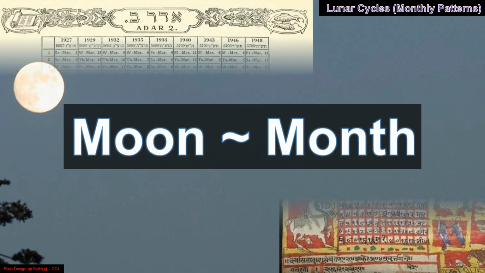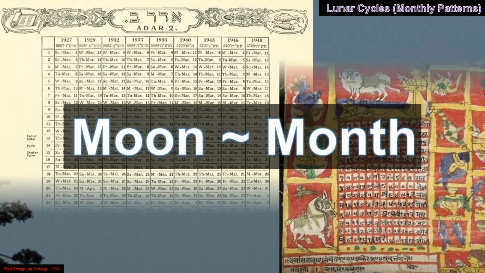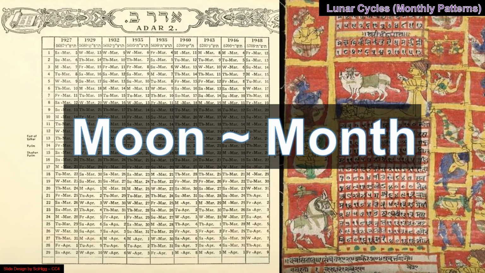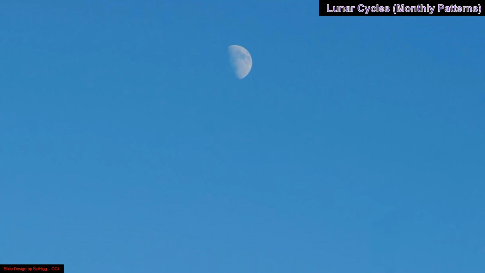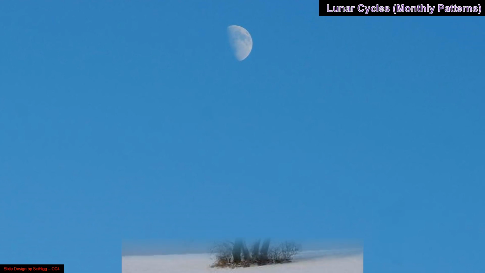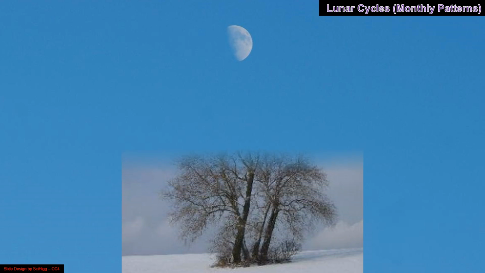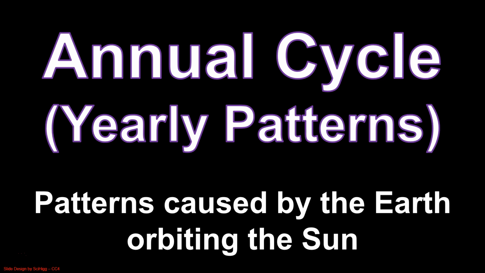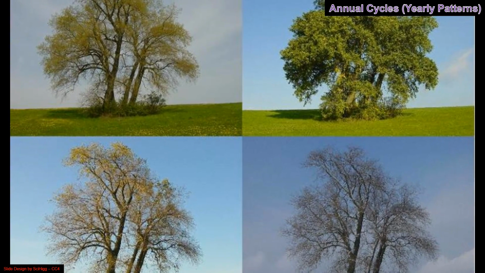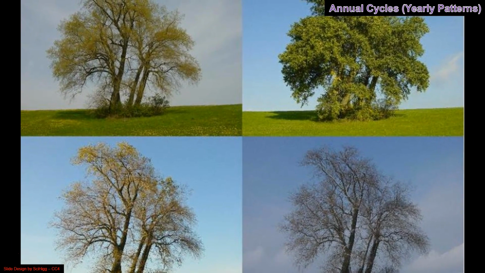And nearly every civilization on Earth has made calendars from the phases of the moon, and many religious lunisolar calendars still do so today. The moon helps us count periods of time of about a month. Now that's important because you need to know when winter is coming, because winter's a time of hardship and you might not live through it. And if winter is coming, that is an example of an annual cycle, or yearly patterns caused by the Earth orbiting the sun.